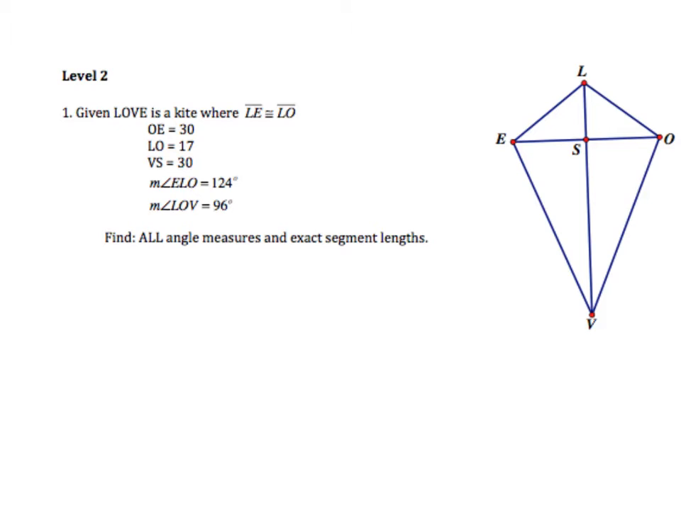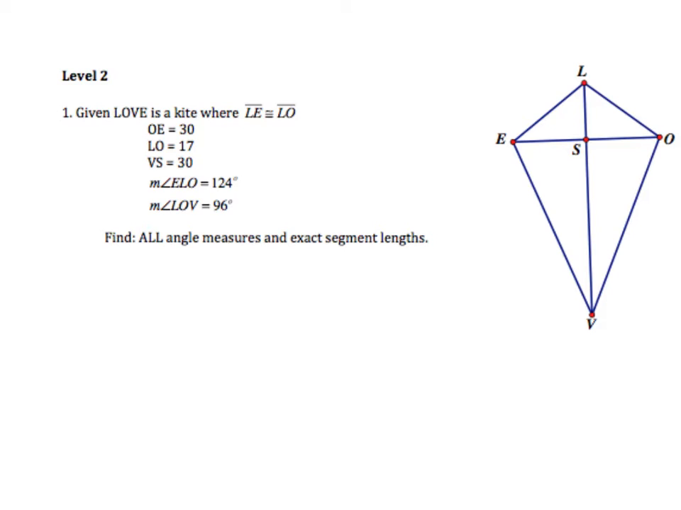It says, given LOVE is a kite where LE is congruent to LO, we've got a couple measurements for the sides. OE is 30, LO is 17, and VS is also 30. And then we've got a couple angle measurements. ELO is 124 and LOV is 96. So we need to find all the angle measurements and exact segment lengths.